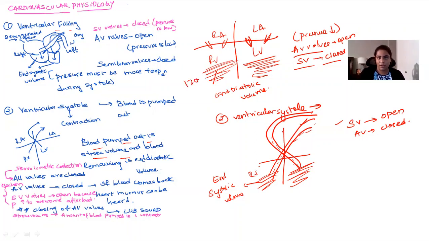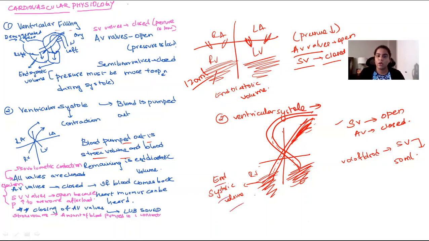For example, if 120 ml of blood was there as the end diastolic volume, the whole thing would not go. Suppose only 50 ml is gone. So the volume of blood that has passed through the semilunar valves is 50 ml. Are you able to understand? That is the volume of the blood that has passed through the semilunar valves.